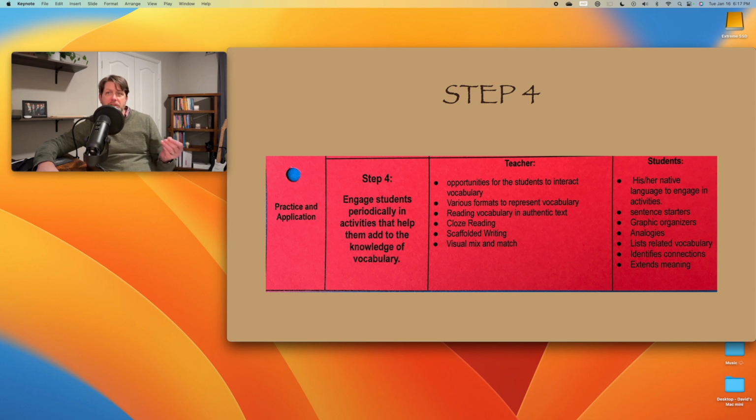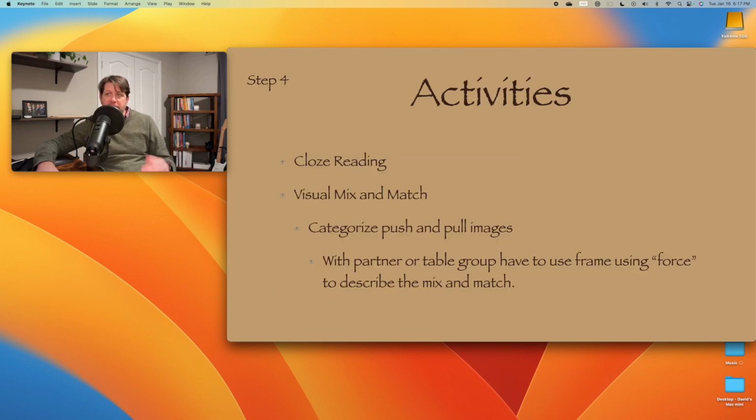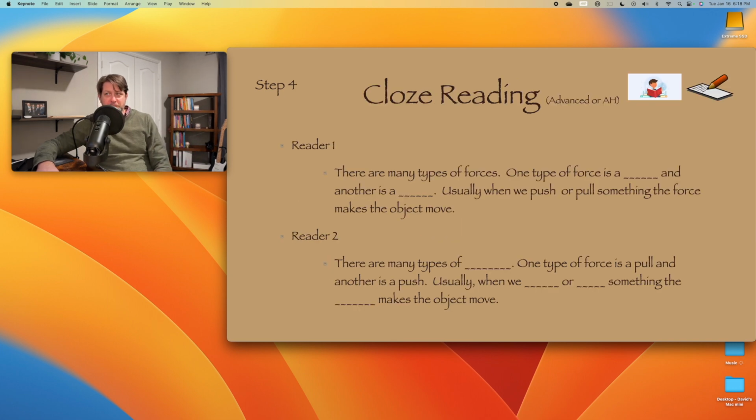So as you'll see here in the close reading and the visual mix and match, it's going to continue to work on the content standard of understanding a force as a push or a pull, right? So there's not really much of a difference working on the vocabulary and working on the content, because the language is the language of the content, if that makes sense.